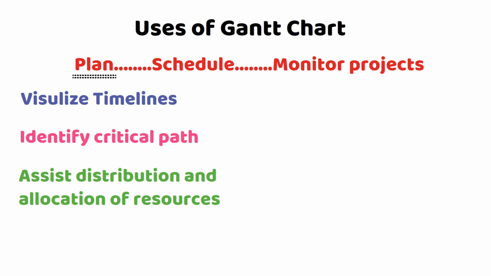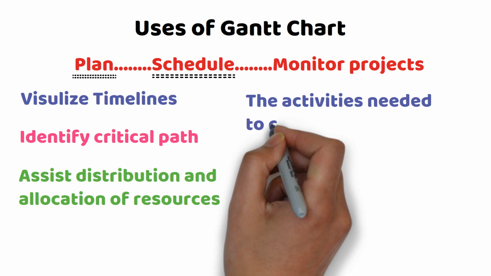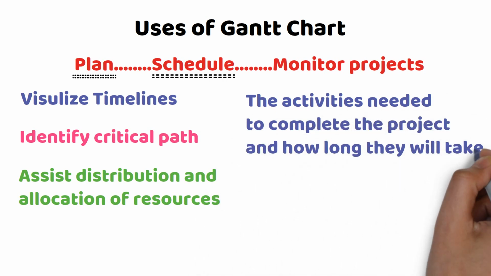When all the project activities are included in the Gantt chart, it is easy to create an accurate project schedule. Once you have a structured visualization of all the project activities and timelines, the Gantt chart shows you the activities needed to complete the project and how long they will take.